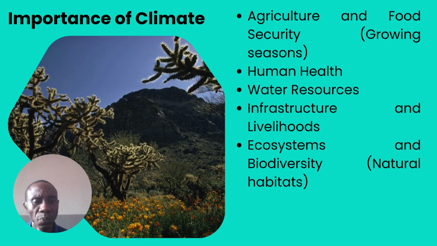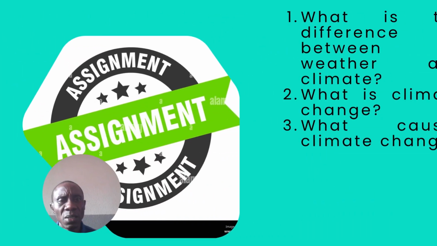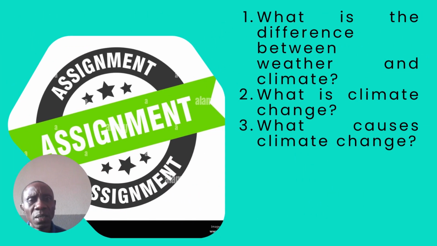So briefly, let me just have a recap of what you had in this class. I want to believe you can now explain the meaning of climate, describe the factors that affect the climate of a place, and also state the importance of climate. And I really want to give you this assignment. I want you to differentiate, distinguish between weather and climate.